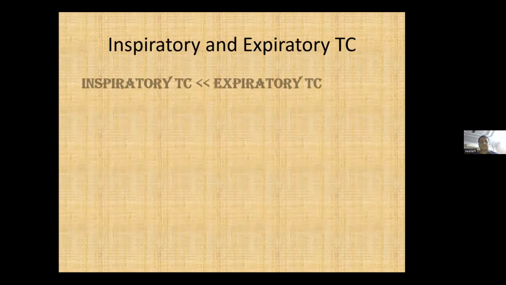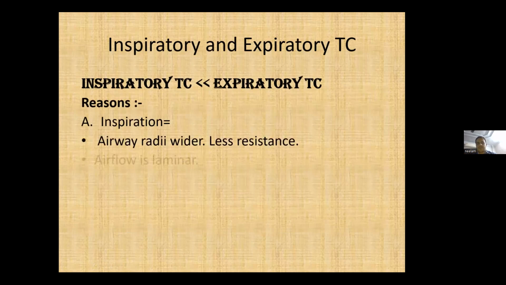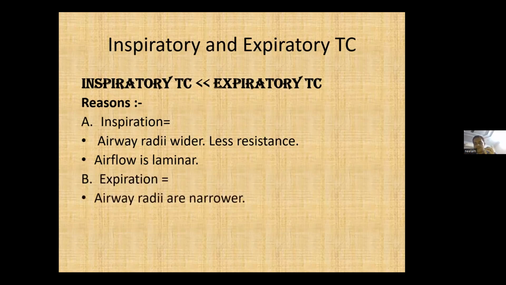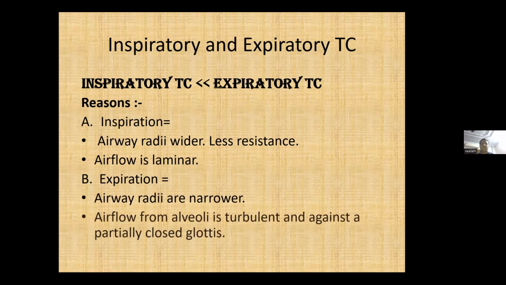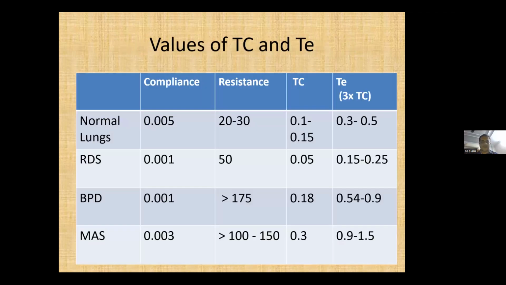ठीक है. So again expiratory time constant will be more, because जैसे मैंने बताया कि inspiration में air flow it will be wider and inspiration is an active process, तो वहाँ पे airway resistance will be less and the diameter of the airways will be wide, whereas during expiration the airways are narrower and also the flow becomes turbulent from the alveoli. Okay, so that is why expiratory time constant is always higher than the inspiratory time constant.